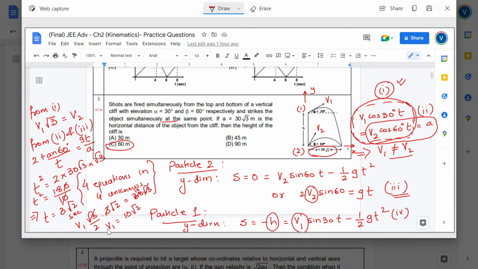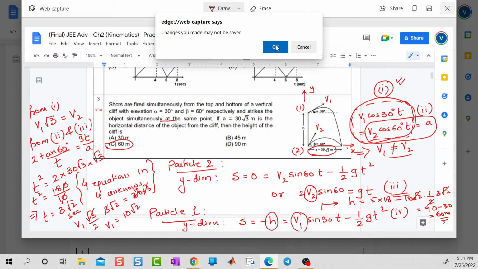So if V1 is 10 root 2, then from equation 4, your height h, this is what we are trying to find. So h is half g t square. If I take g as 10, there will be 5 into t square, which is 18, minus v1, which is 10 root 2, sin 30 is 1 by 2, into time t, which is 3 root 2. Okay, so I get 90 minus 30, which is 60 meters. So I'm getting the same answer as you. Let's move to the next one.